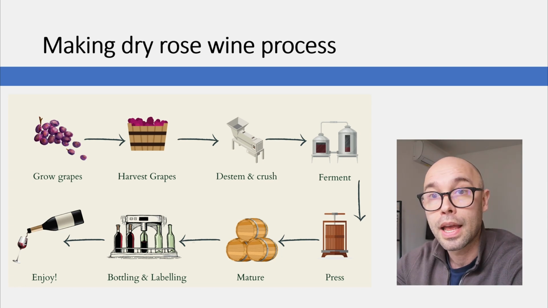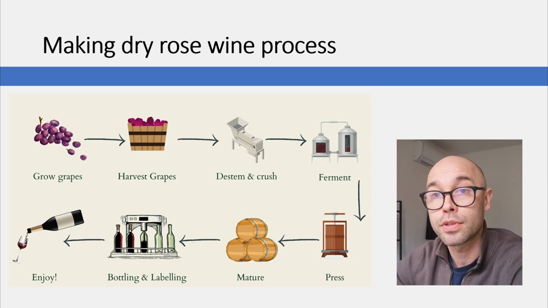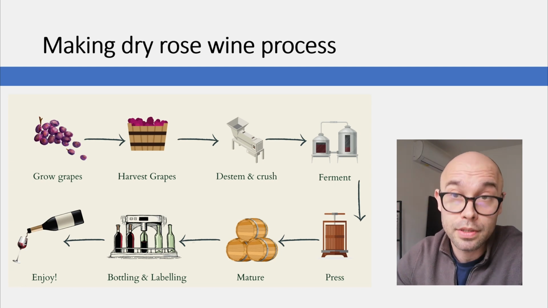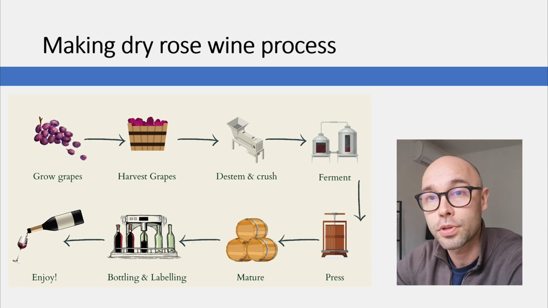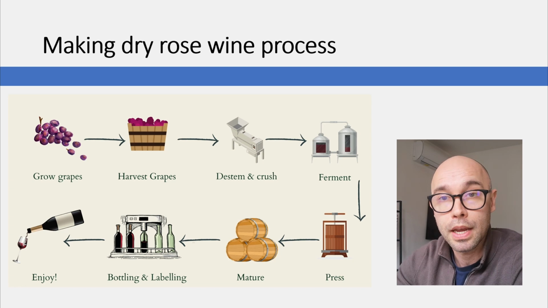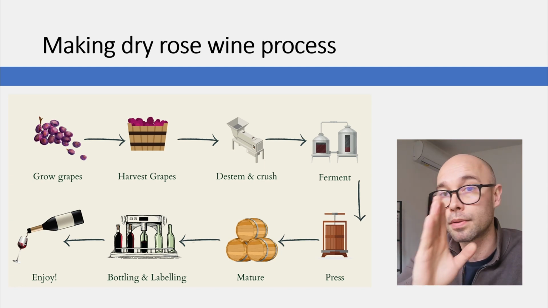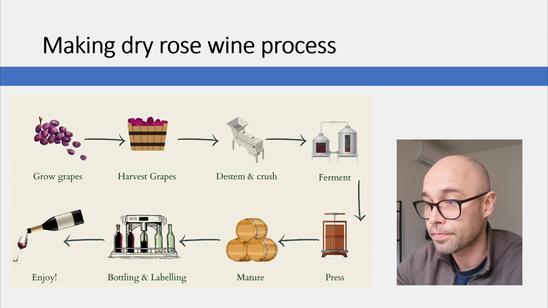After the fermentation is finished, you don't need to press anything because you already did the pressing. And then the maturation, usually rosé wines don't mature in oak. Of course there are rosé wines that age in oak, but in most cases rosé wines are lighter, fresher. They're stored for a short period of time in stainless steel. They're bottled and they're ready for sale.